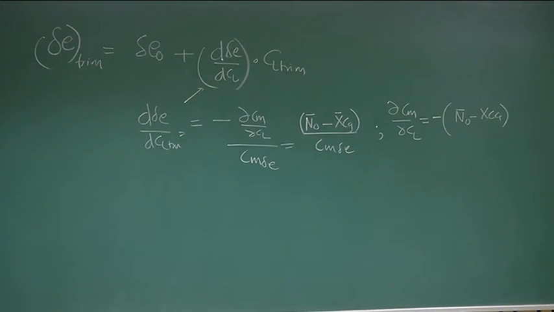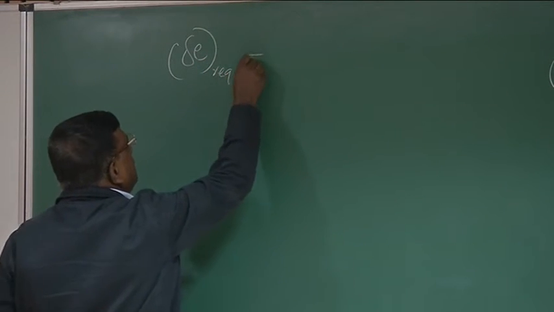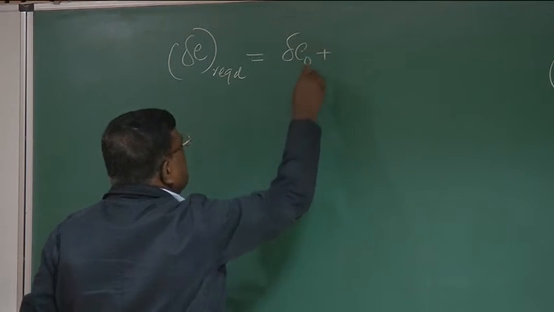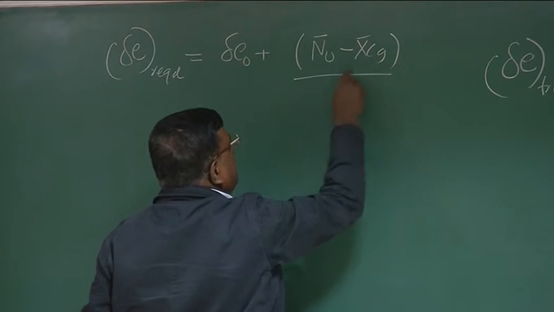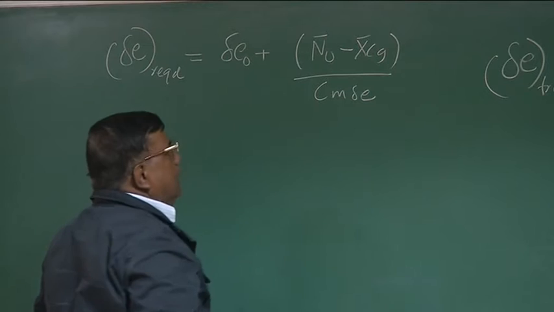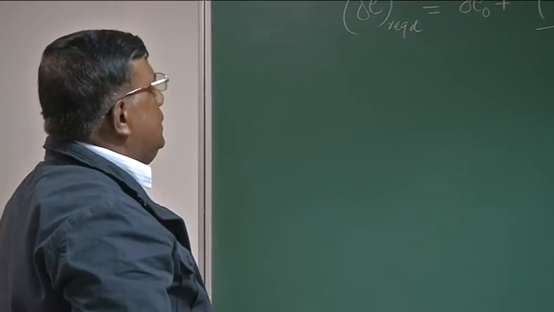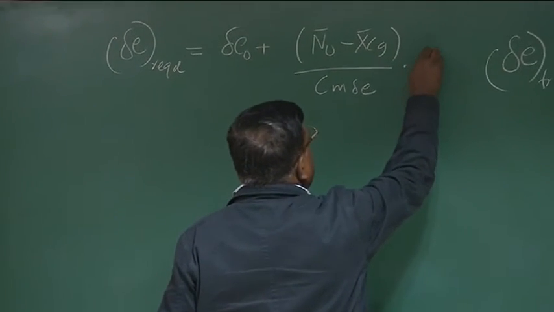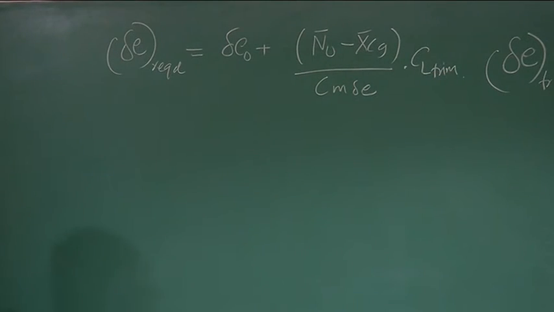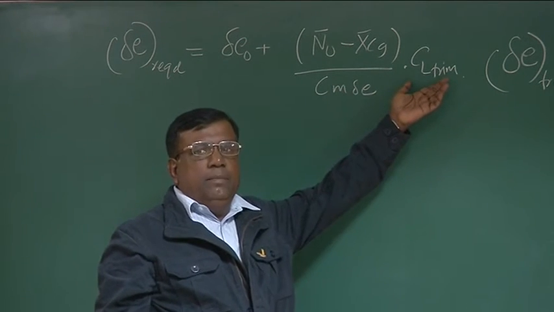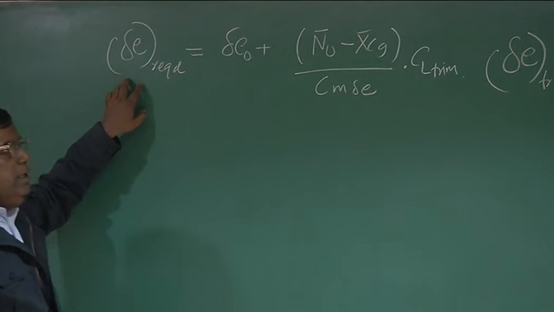So in a simpler form, I can write delta E trim, or required, whatever you use, is equal to delta E naught plus N naught bar minus xCg bar divided by Cm delta E. And you all know that when you say bar, it means it is non-dimensionalized with mean aerodynamic chord. This is not complete. I have to write here CL trim. So what is the message from this relationship we got? If I want to trim an airplane at a particular CL, once I know this and this, I know how much elevator deflection has to be given.